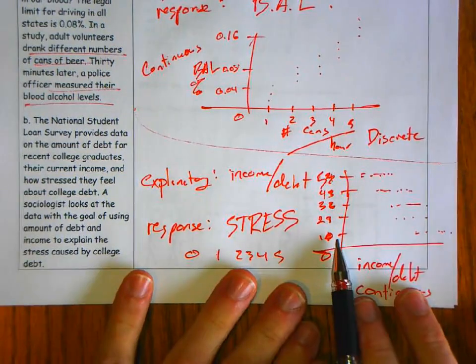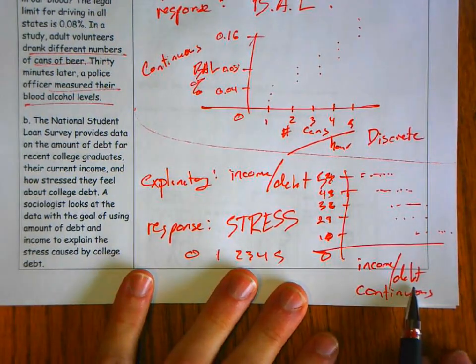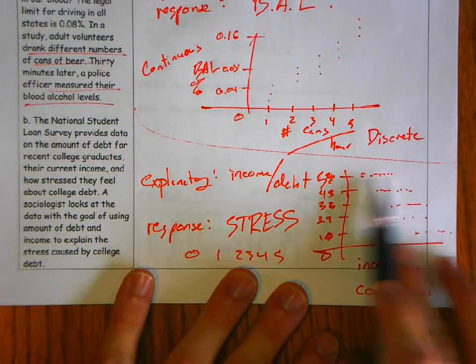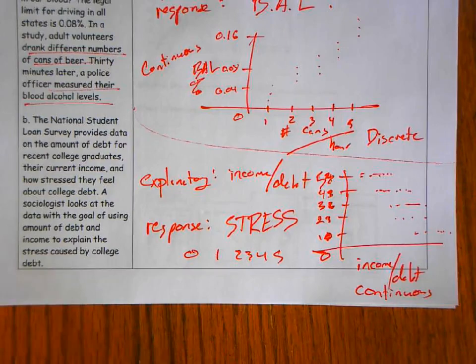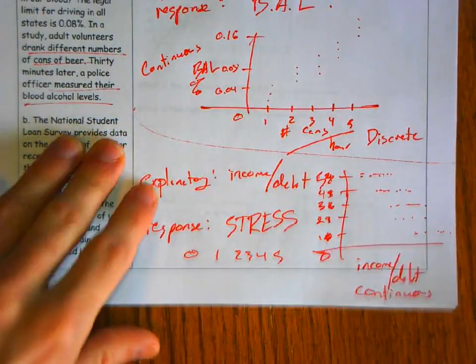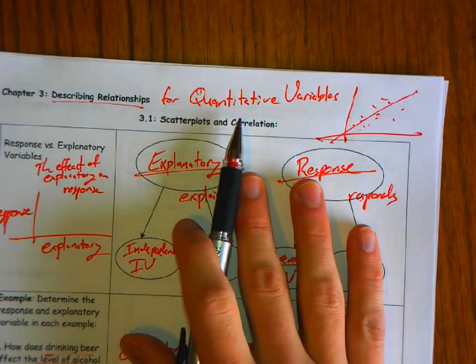The stress level, higher income to debt ratio. You got more income than you got debt, you're less stressed. You got smaller amounts, more stress. There you go. So that's a couple different examples of what we might see when we're plotting this stuff. Remember, this is going to be quantitative variables, data that's got numbers associated with it. So let's keep moving. Take a look at the next page.